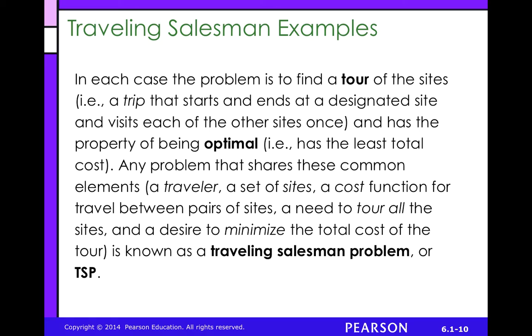So any problem that shares these common elements, you have some sort of traveler, you have a set of destination sites, you have some sort of measure of cost that tells you how much it will cost you to get between two given sites, and you need to tour all of the sites. And furthermore, you want to minimize the total cost of the tour. Anytime you have such a thing, it's called a traveling salesman problem. Traveling salesman problems are a big deal.